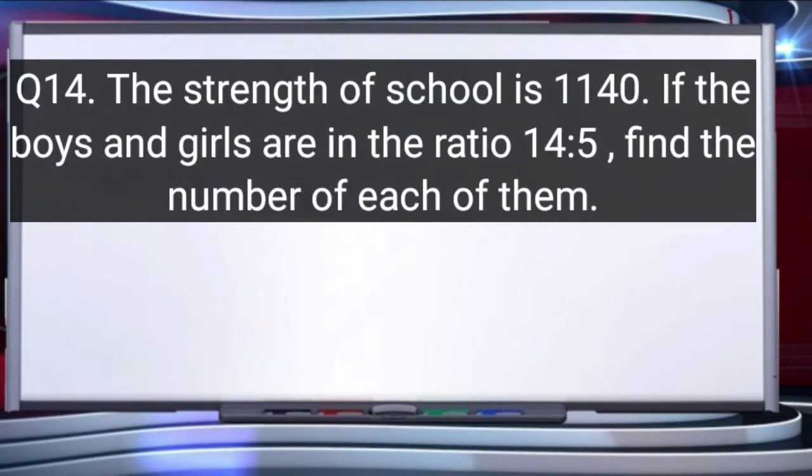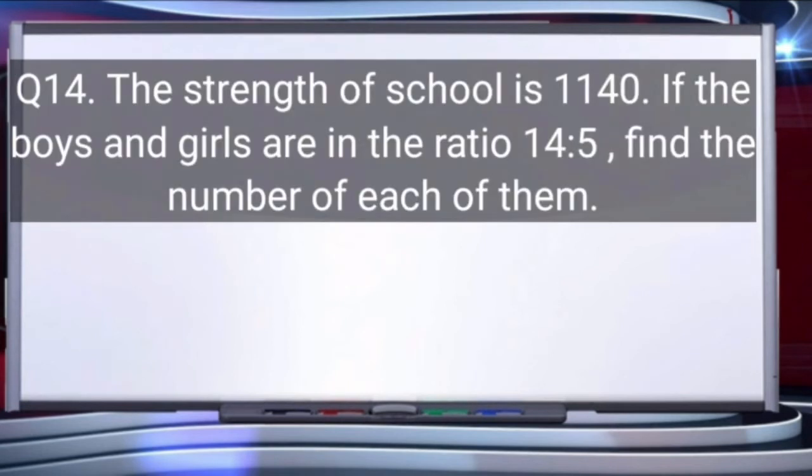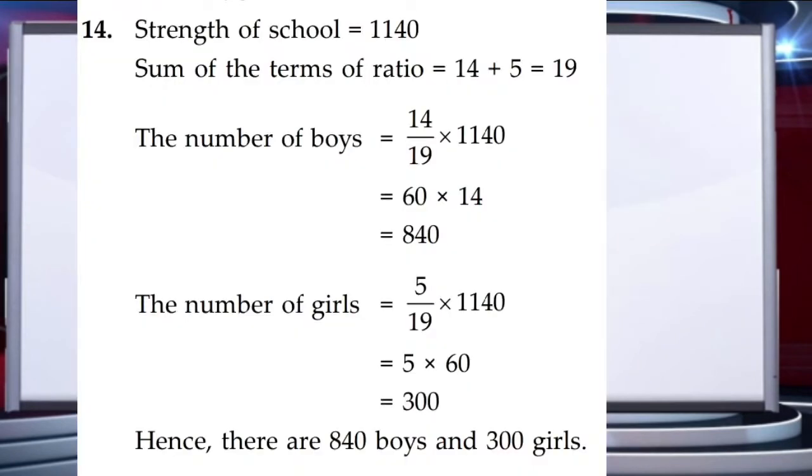Now question number 14. The strength of a school is 1140. If the number of boys and girls are in the ratio 14:5, find the number of each of them. Now here strength of school is 1140 and the ratio of boys to girls is 14:5. So total ratio will be 14 plus 5, that is 19. Now the number of boys are 14 out of 19. Total strength of boys and girls is 19. So 14 boys out of 19 and the strength of whole school is 1140.